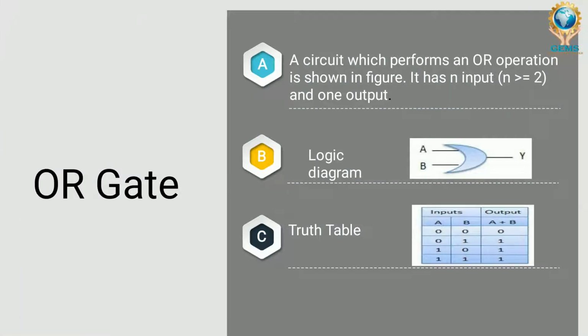Output is Y. So when both A is 0 and B is 0, the answer is 0. A 0, B 1, answer is 1. A 1, B 0, answer is 1. And A 1, B 1, answer is 1. So this is quite opposite to the AND operation, the AND gate. In the AND gate, when both sides have the same input, you will get the same output.